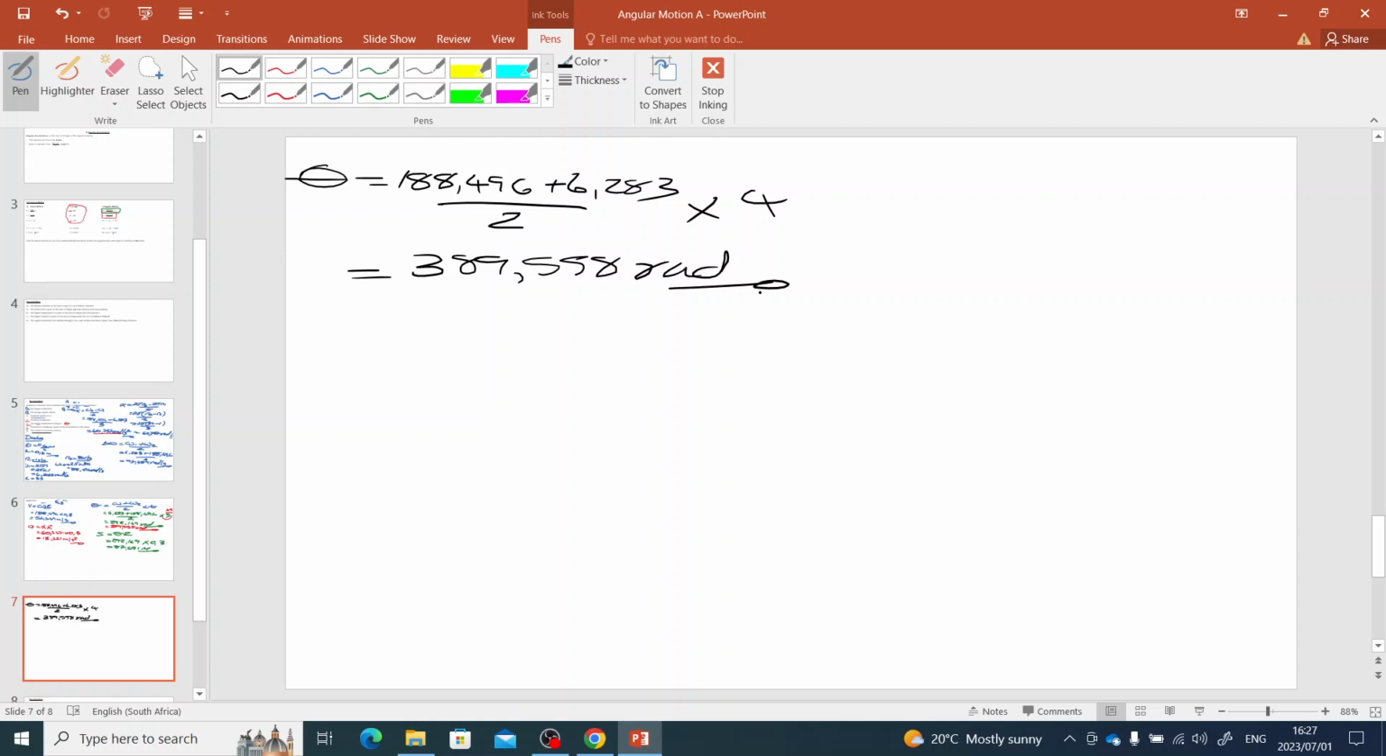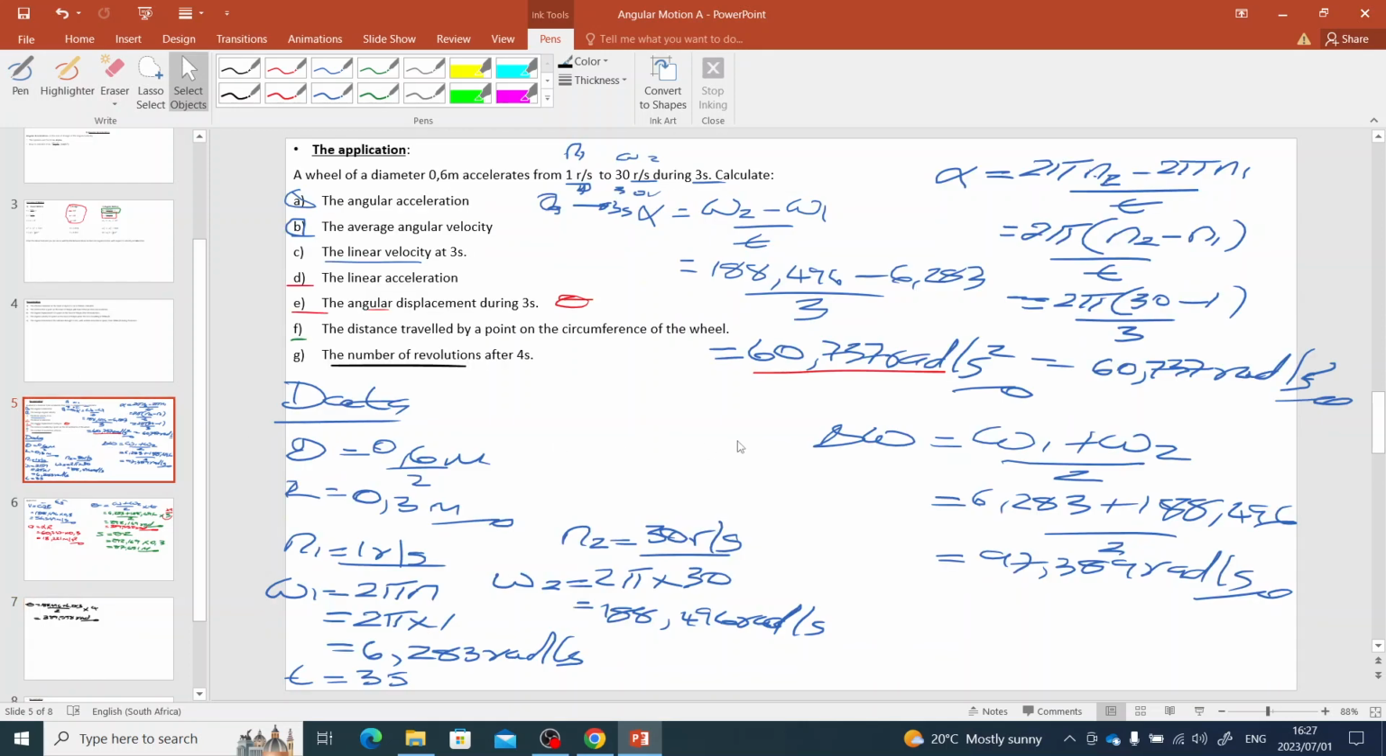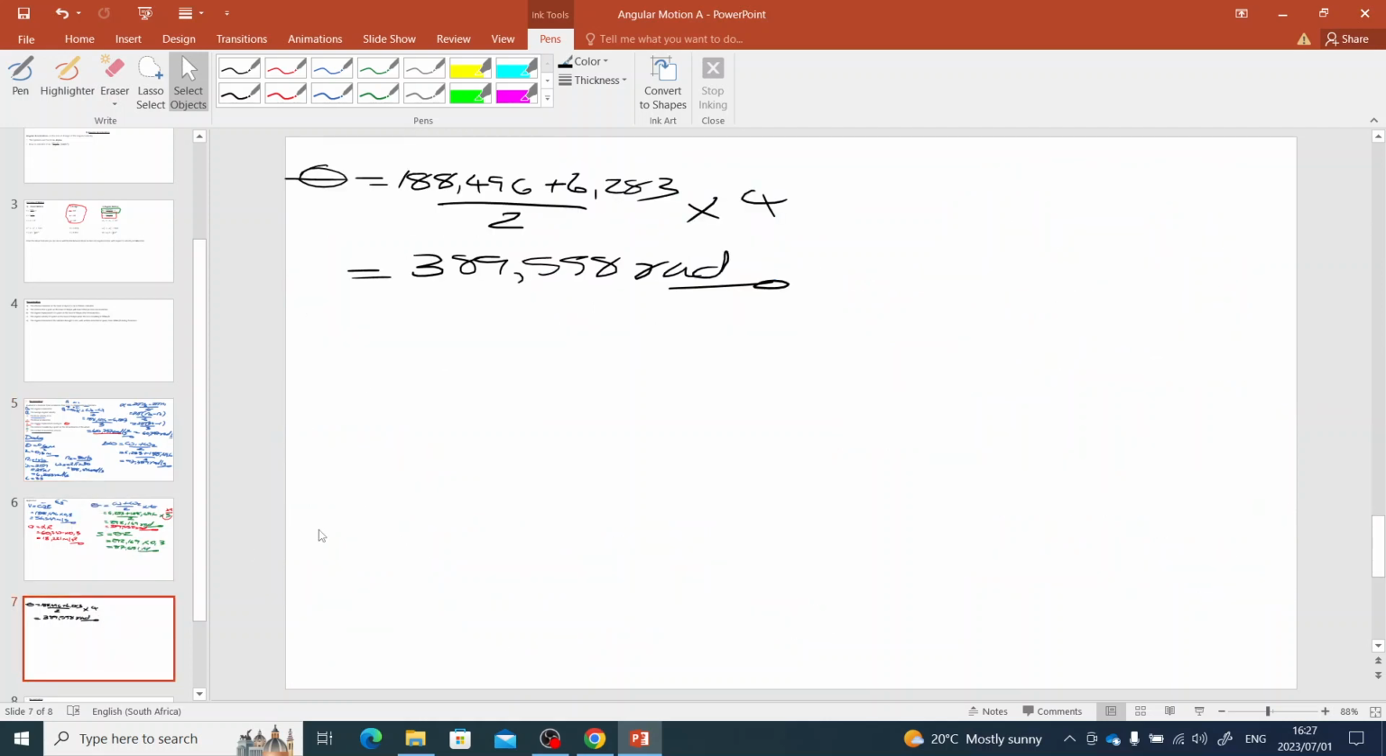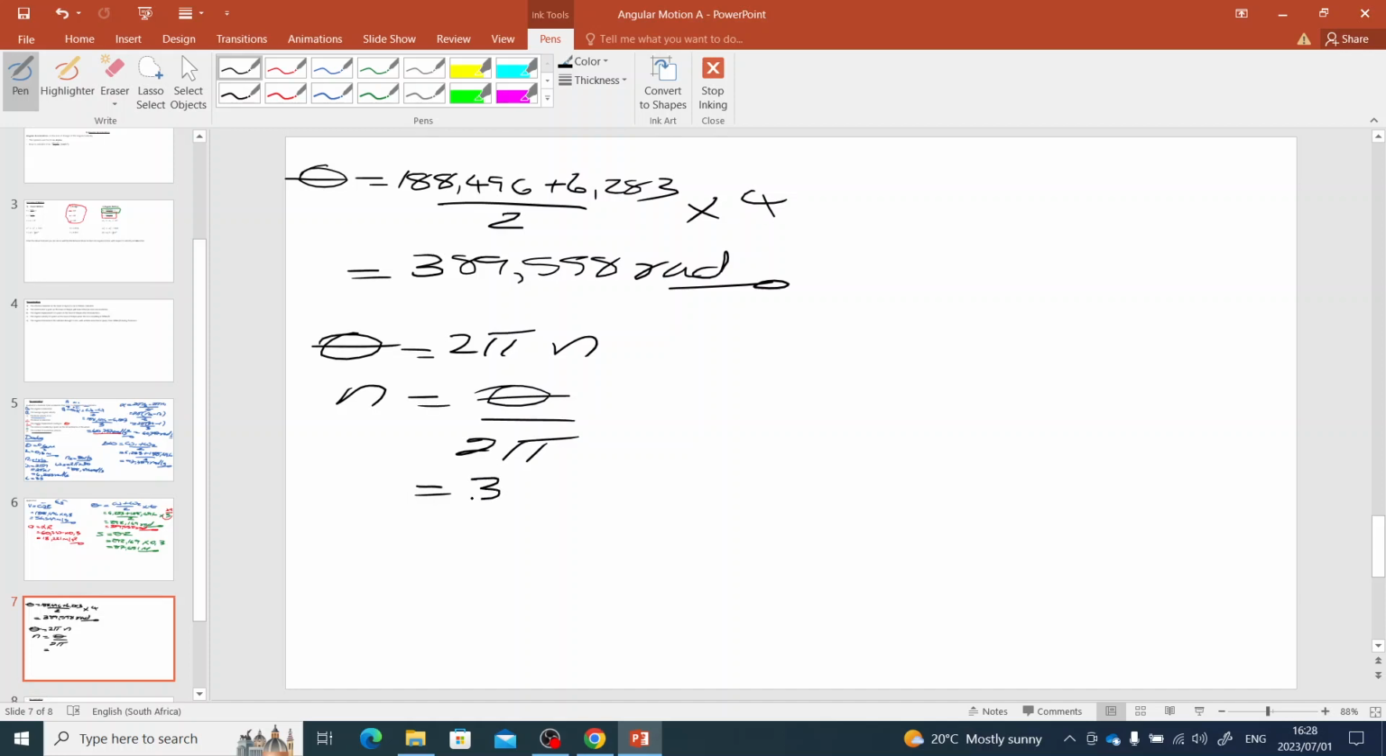That's the correct answer. Remember, don't forget that they are looking for the number of revolutions. Now we managed to calculate theta, then we can use the formula theta equals 2 pi n and make n the subject of the formula. It will be theta divided by 2 pi. Then it is 389.558 divided by 2 pi. Then you get your answer as what?